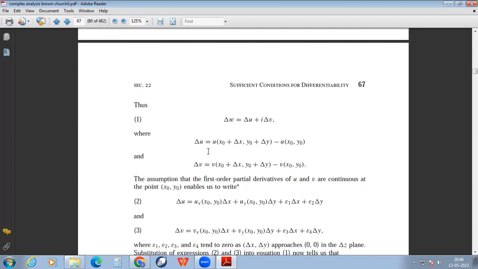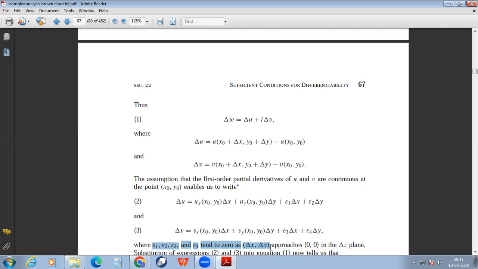Now, how to get this delta u? Because there are two variables, we go back to the calculus of several variables and we have seen this difference can be written as partial derivative with respect to x into delta x plus partial derivative with respect to y into delta y plus some addition. This addition we say some epsilon 1 into delta x plus epsilon 2 into delta y, where this epsilon 1 and epsilon 2 are negligible, they tend to 0. Here you are watching it. They tend to 0 as the increment delta x comma delta y approaches 0, 0.